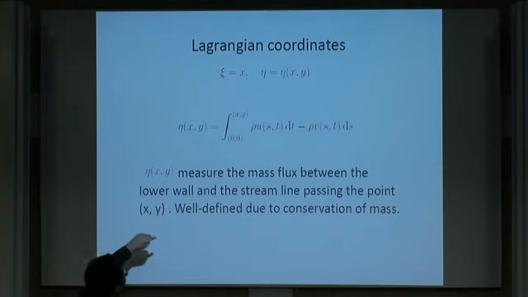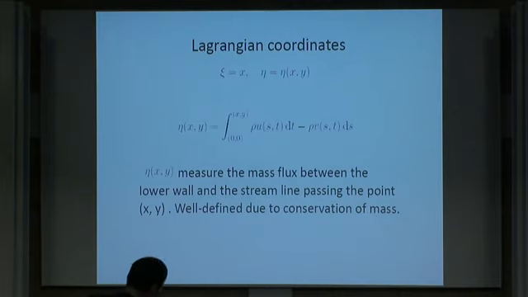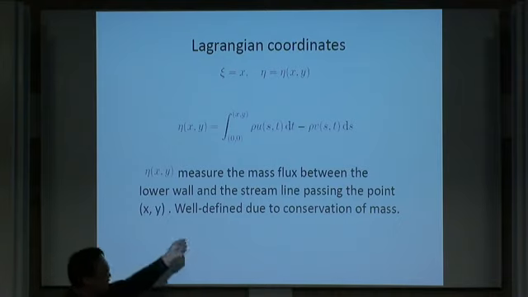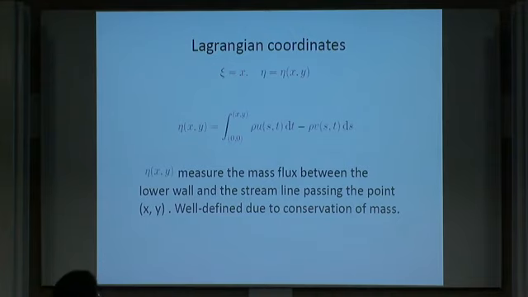And eta is well defined. It does not depend on the curve joining the point x, 0 and the point xy, because we have the conservation of mass. So in 2D, we can introduce Lagrange coordinates, but in 3D, it is not possible.